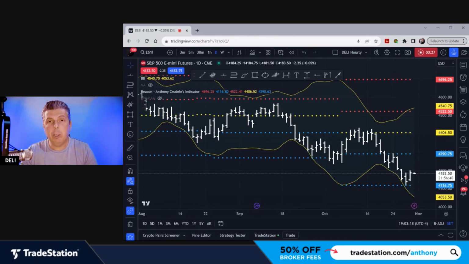Now, first, I'm going to talk about what market I'm going to be using them for, and this is the primary market that I trade. That's the E-mini S&P. On TradingView, it's symbol ES1!. That's the front month E-mini S&P contract, which is ESZ right now.